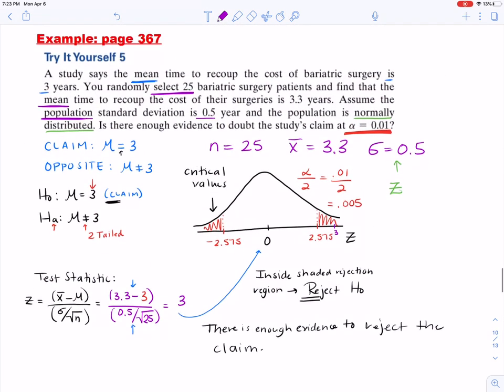All right, so that gives you an example of the left-tailed test and now a two-tailed test. All right, so go and work through some of those and then come back and watch the third video, which will give you an example of a right-tailed hypothesis test.